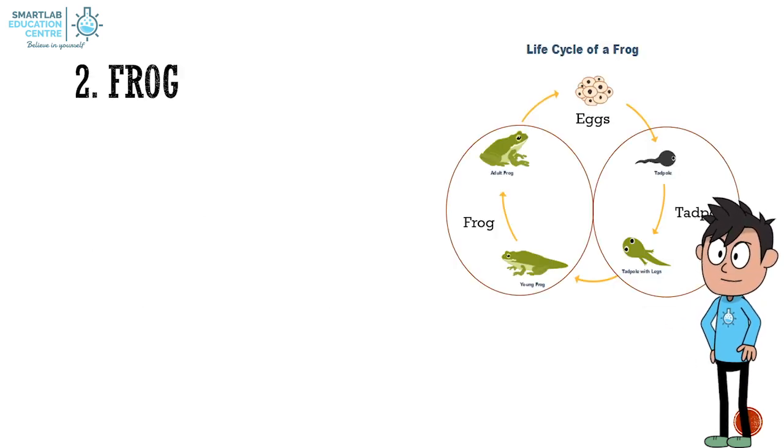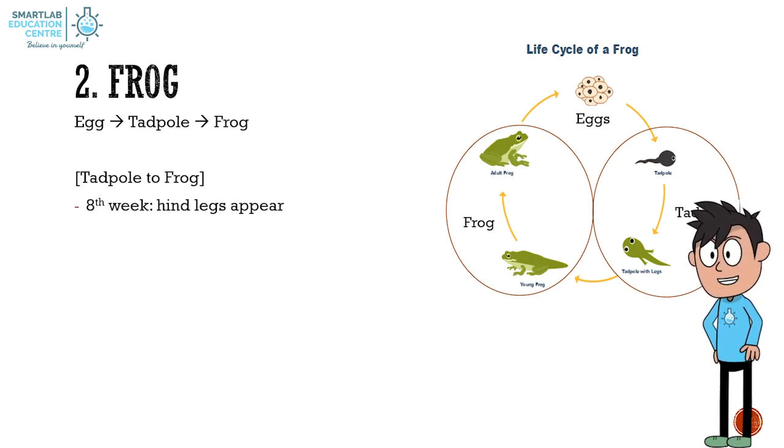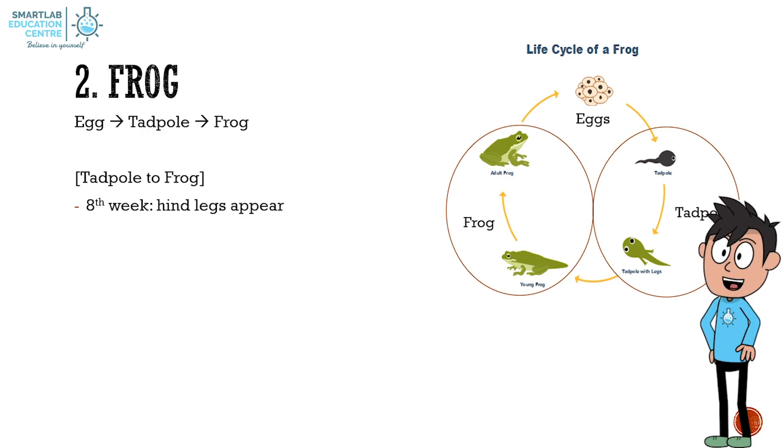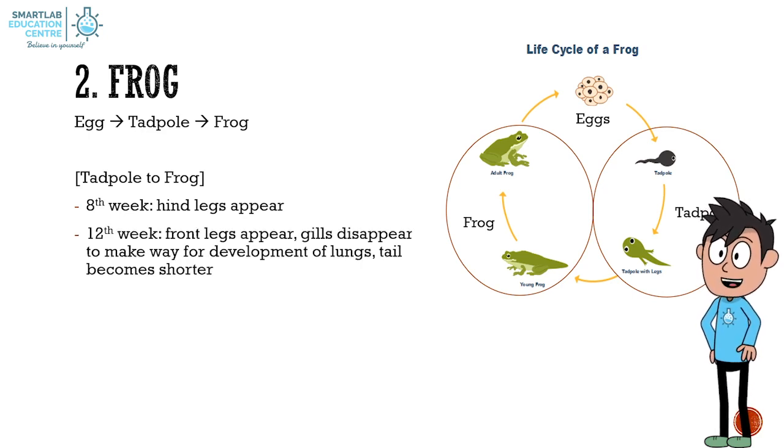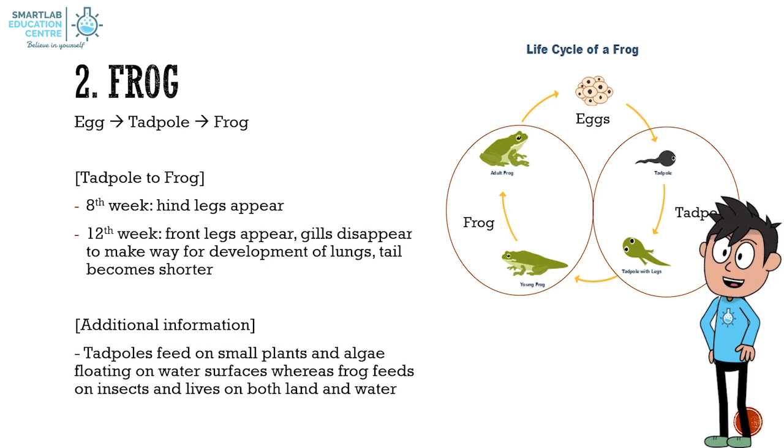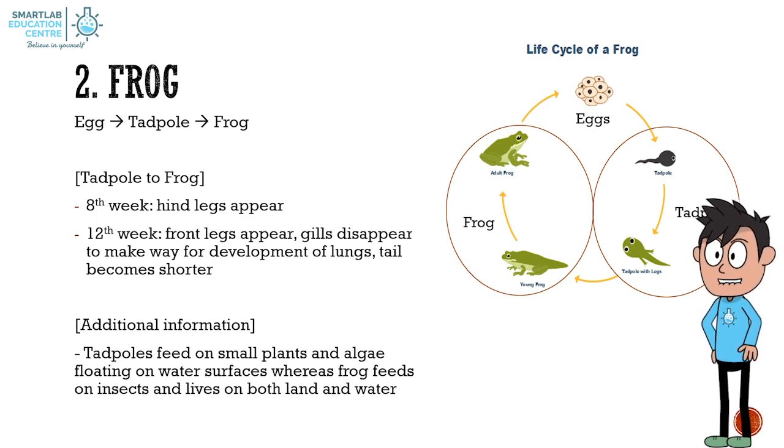Frog: from egg to tadpole, then into frog. From tadpole to frog, it takes 8 weeks for the hind legs to appear. In the 12th week, the front legs appear, the gills disappear to make way for the development of lungs, and the tail becomes shorter. Additional information: tadpoles feed on small plants and algae floating on water surfaces, whereas frogs feed on insects and live on both land and water.